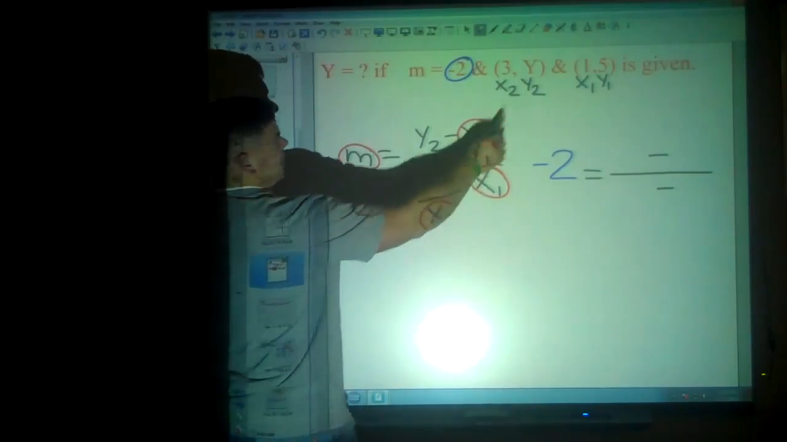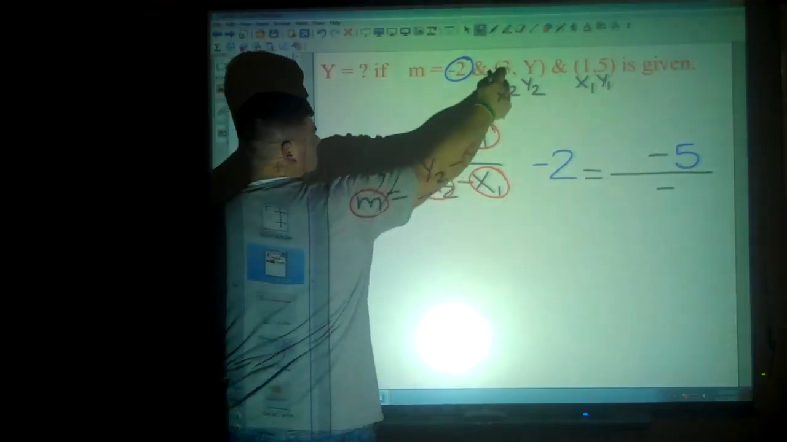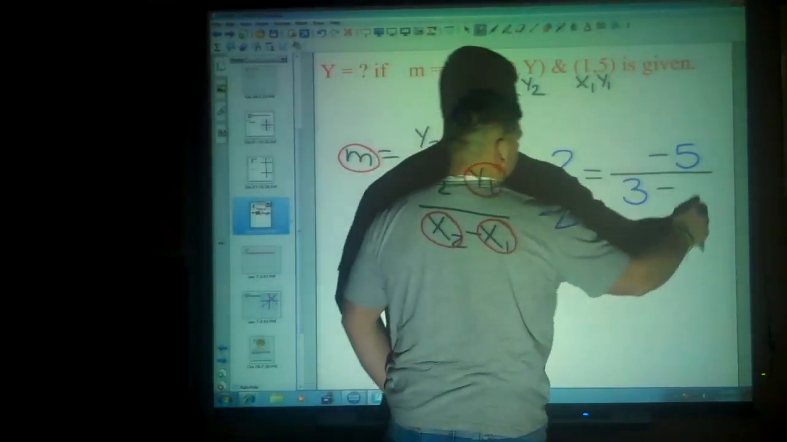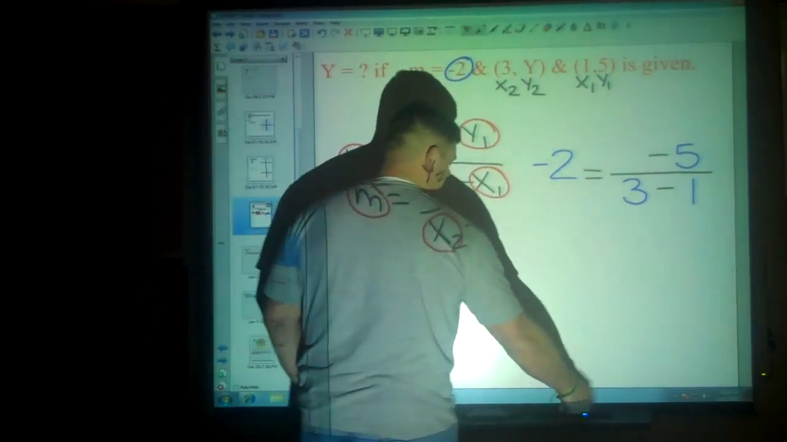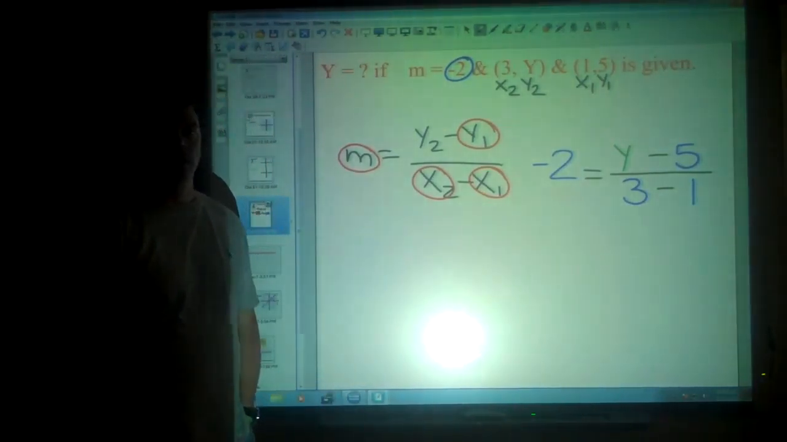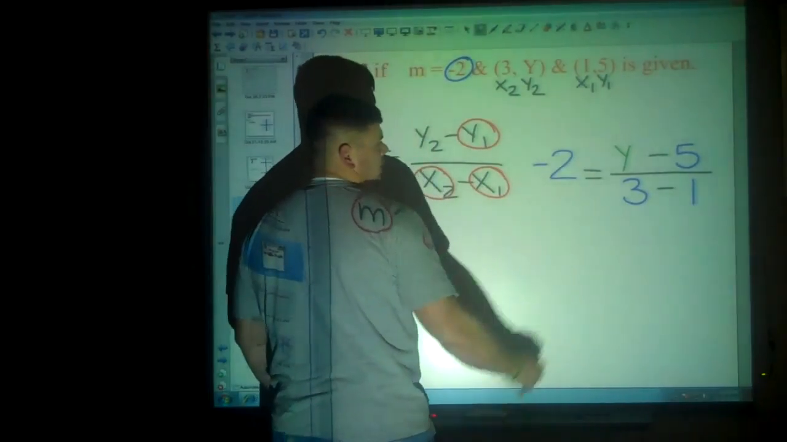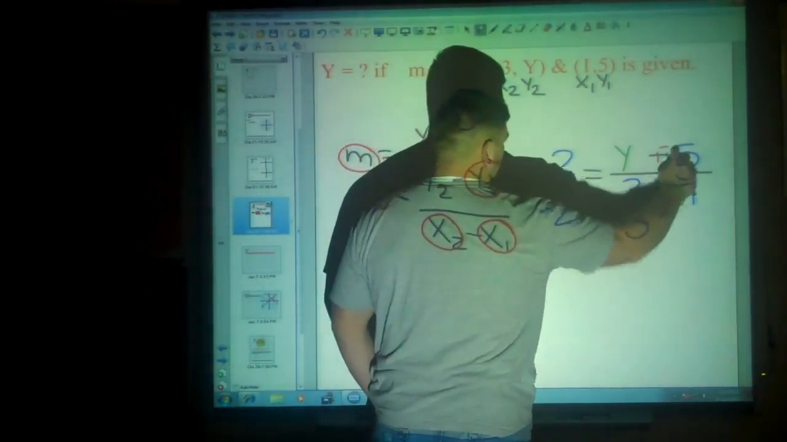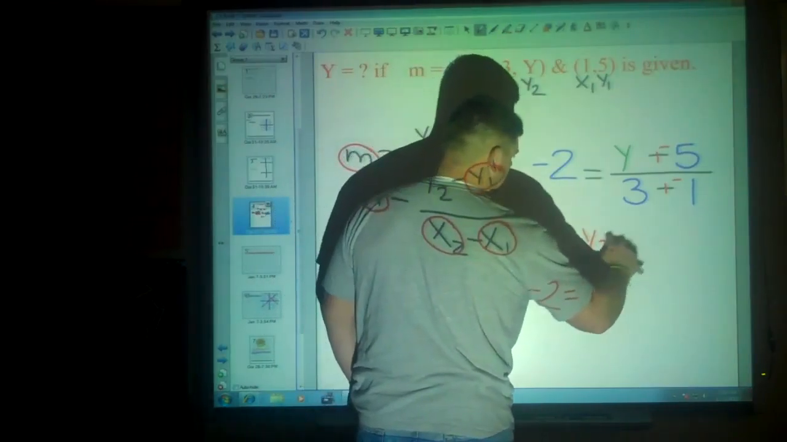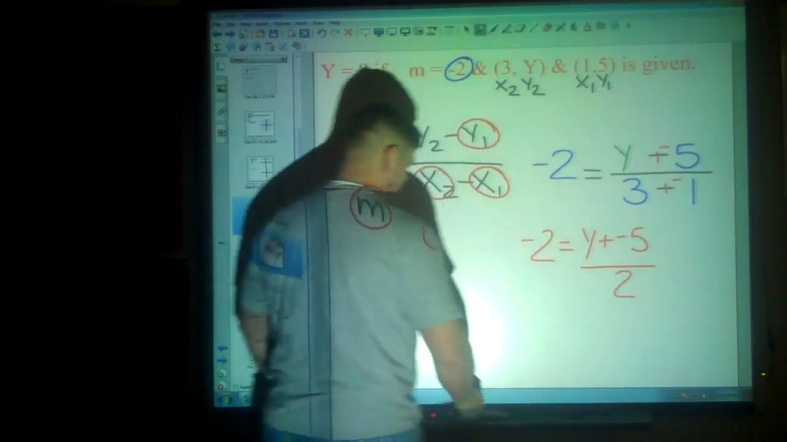My y sub 1 value is 5. My x sub 2 value is 3. And my x sub 1 value is 1. And what I don't know is that value right there. But I can simplify and I can solve. So I can do 3 minus 1. I can change that to plus negative. And I end up with -2 is equal to y plus -5 over 2.